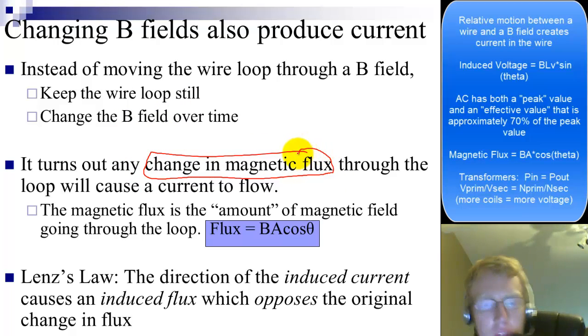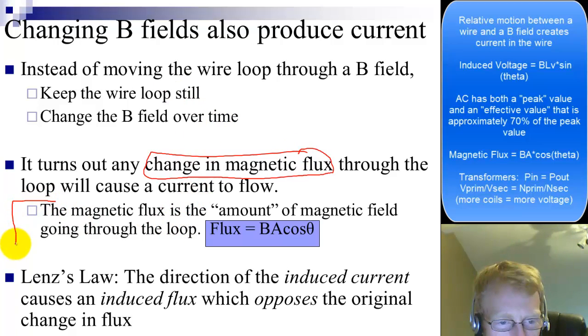So it doesn't matter whether the magnet is moving relative to the coil, or the coil is moving relative to the wire, or perhaps both are stationary, but the strength of the magnetic field is increasing, which is going to cause more magnetic field lines to go through that coil. Any of those things will cause current to flow through the loop. So the net result of that is this: a change in the magnetic flux.